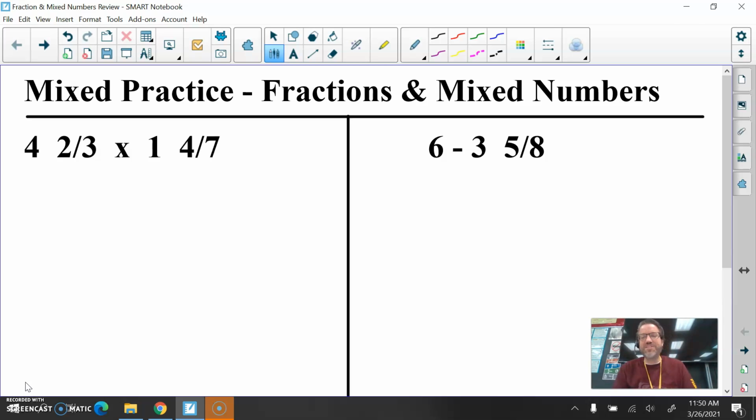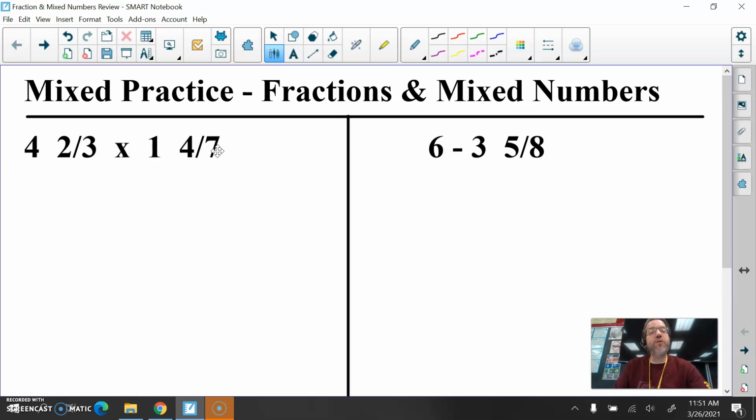You're going to see the problems are written out similarly to how you will see them in the Google Forms. This first example says 4 2/3 times 1 4/7. See how I've put a little space here and over here as well, so you know it isn't 42/3 and it's not 14/7. It's 4, that's a whole number 4, and 2/3, that's a fractional part attached to it, times 1, that's the whole number 1, and then the fractional portion 4/7 attached to the end of it.